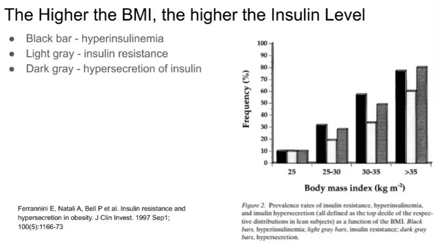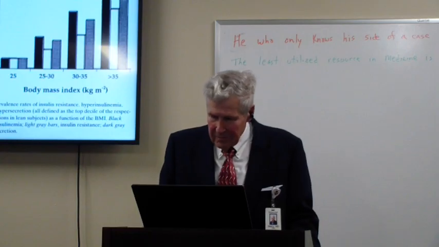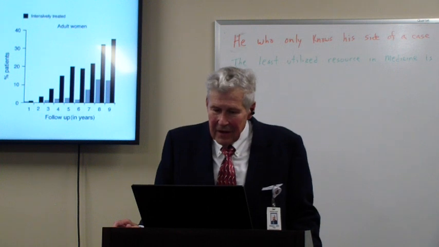And there's another study. This is another study to show the insulin levels against body mass index. In this study, the light gray bar is hyperinsulinemia, the black bar is insulin resistant, and the last one is hypersecretion of insulin. So insulin secretion, insulin resistance, and hyperinsulinemia all go up as the body mass index goes up. So it's insulin, guys.